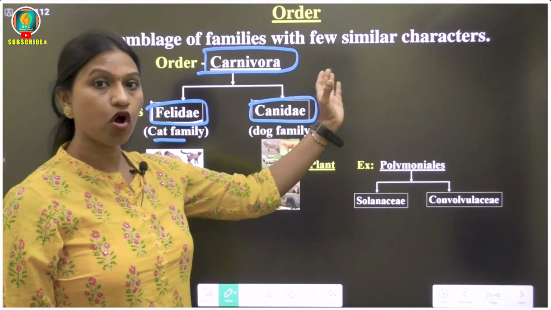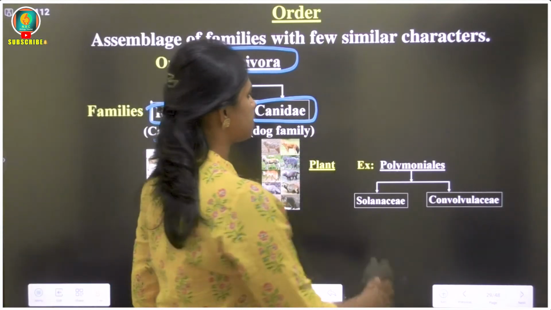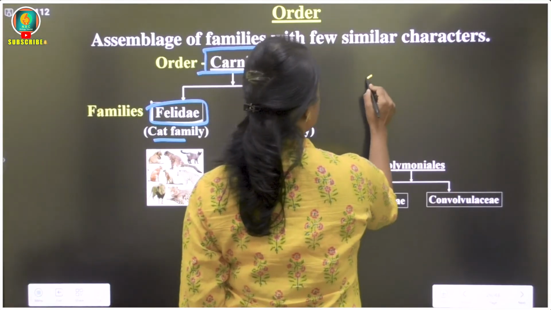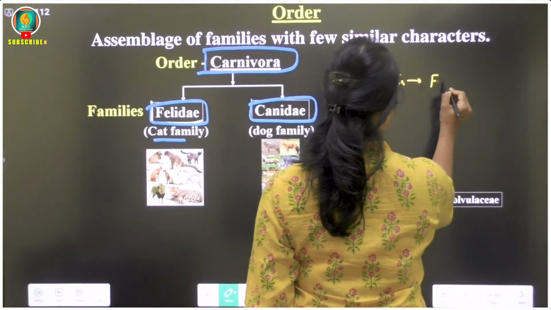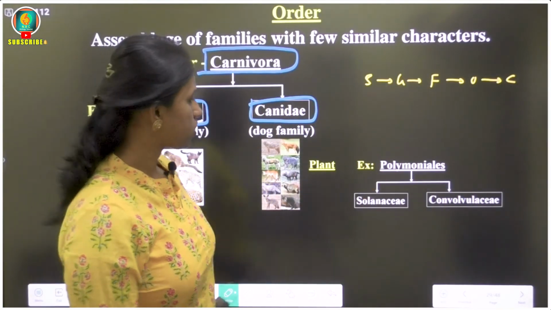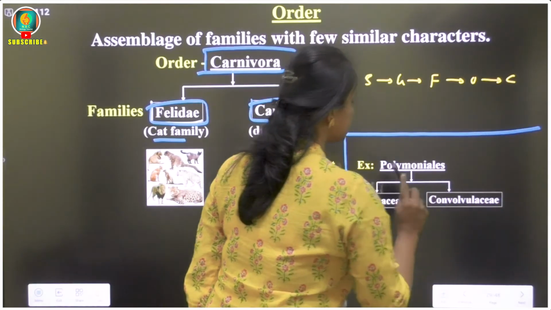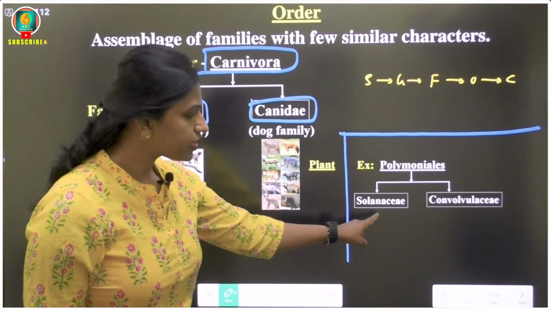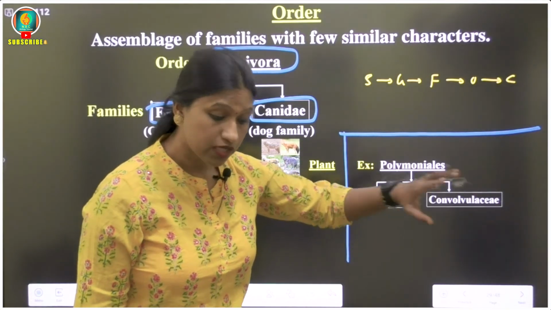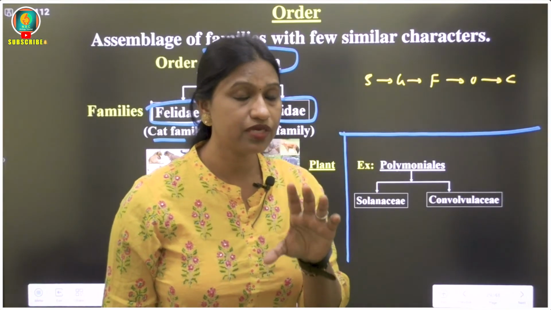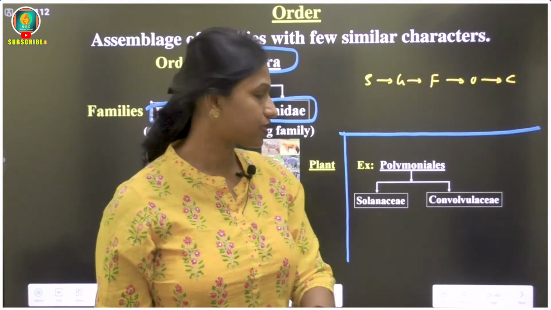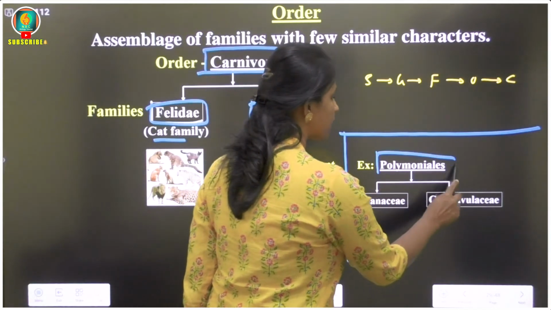Now, as we move up from order, what comes next? Species, genus, family, order, then class. In the case of plants, Solanaceae is a family, and like that we have to read about Convolvulaceae. So remember all these families, they will be important in chapter 5 of this class 11th. Both belong to the order Polemoniales.